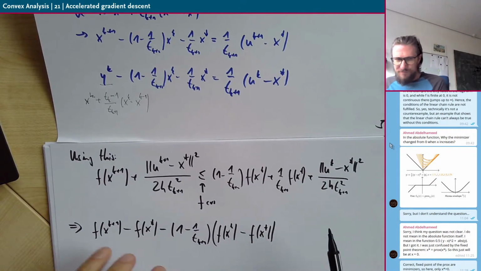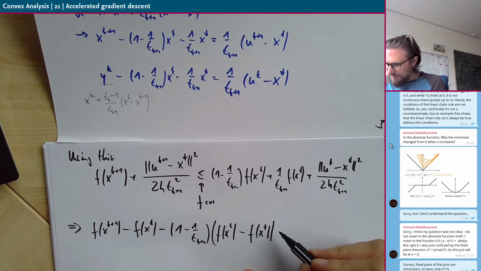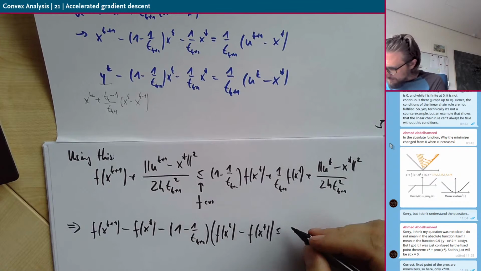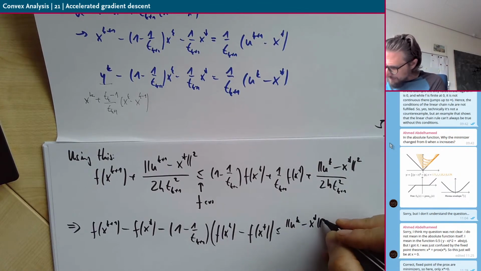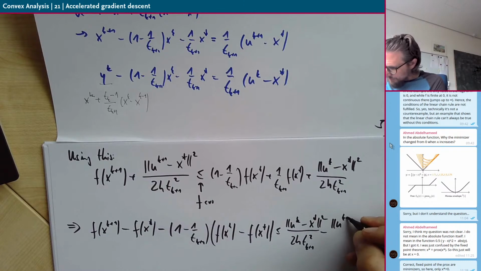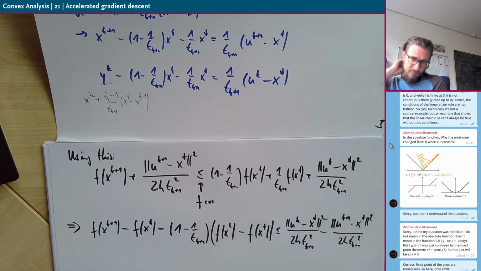So now all the f terms are on the left hand side, and on the right hand side I just have the difference of these two norms. So this has the positive sign: ‖u_k − x*‖² / (2h t_{k+1}²) minus ‖u_{k+1} − x*‖² / (2h t_{k+1}²).